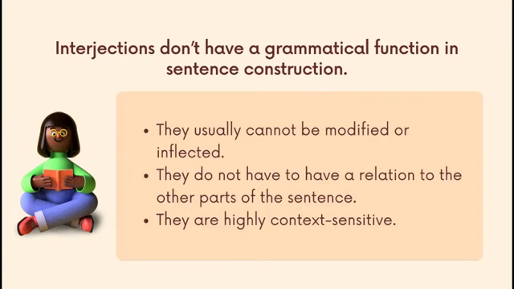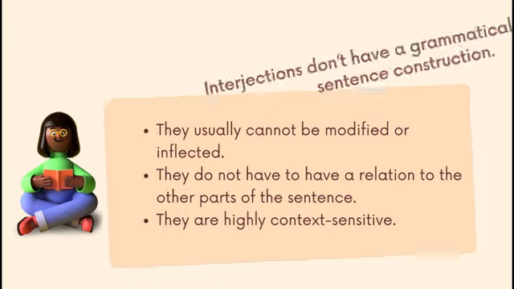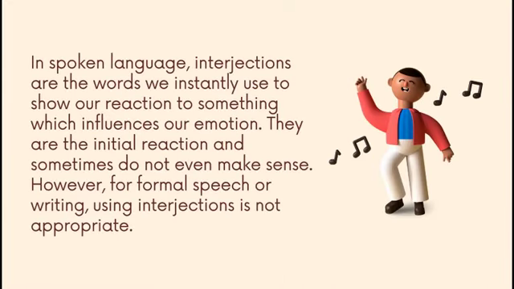Interjections don't have a grammatical function in sentence construction. They usually cannot be modified or inflected. They do not have to have a relation to the other parts of the sentence. They are highly context sensitive. In spoken language, interjections are the words we instantly use to show our reaction to something which influences our emotion. They are the initial reaction and sometimes do not even make sense. However, for formal speech or writing, using interjections is not appropriate.